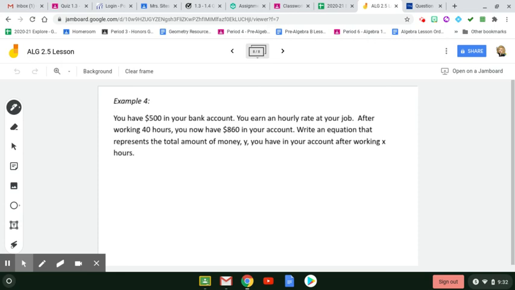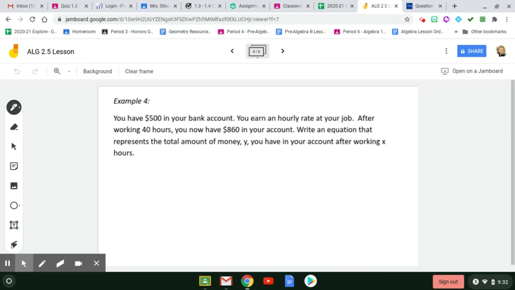Okay, so in this problem, we don't have a graph. So what I'm assuming is we probably have some information in the problem that's going to lead us to some points. So what I want you always to do is reread that problem and see if you can figure out what the X values are and what the Y values are. So you have $500 in your bank account. You earn an hourly rate at your job, okay? After working 40 hours, you have $860 in your account.